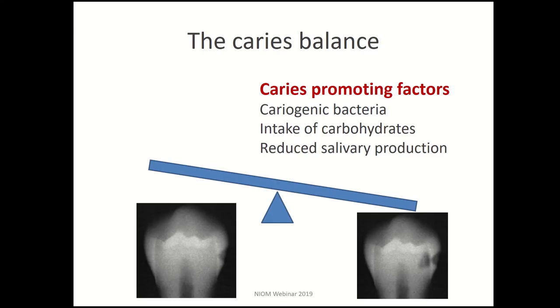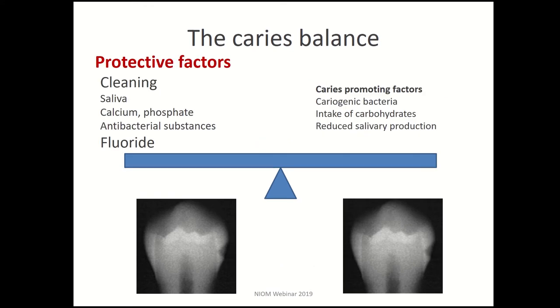As dental health professionals, we are working to accomplish the carious balance. Carious lesions will develop and progress if we have carious promoting factors present, such as cariogenic bacteria, intake of carbohydrates, and reduced salivary production and function. Fortunately, on the other hand, the carious balance may be shifted from demineralization to remineralization if the carious promoting factors are minimized and protecting factors are introduced.